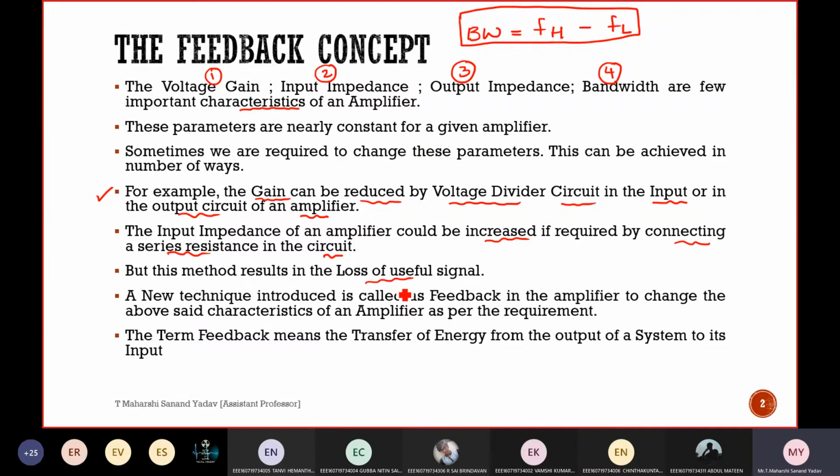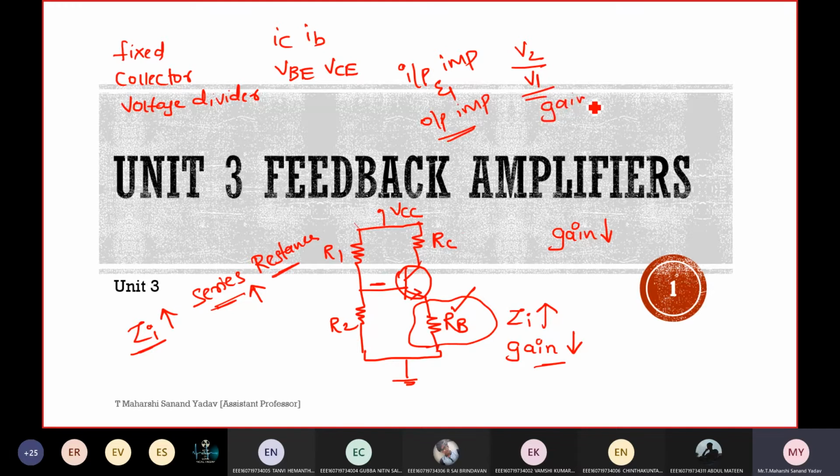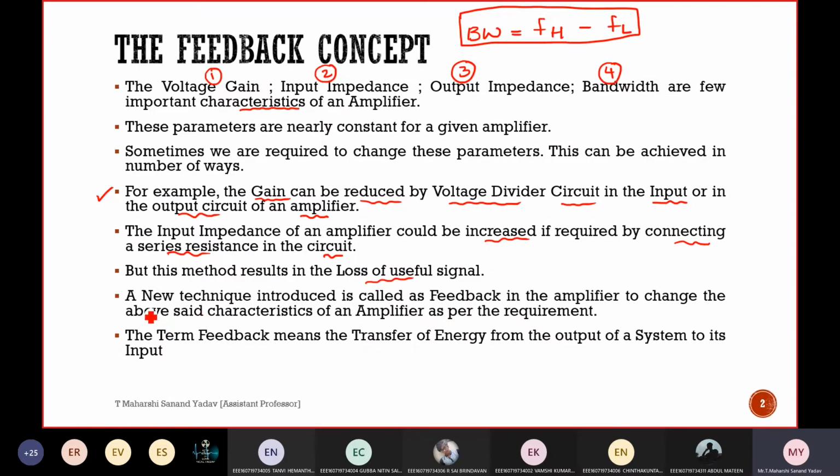Okay. Next, but this method results in the loss of useful signals because of changes in all these parameters. The output will be reduced, yes or no? Because of the increase in Zi, that is because of the increase in series resistance, the gain is getting reduced and it won't be constant, it will fluctuate. V2 by V1 depends upon input impedance and output impedance. So because of all this addition and deletion of resistance, the gain varies. So this is not the correct method.